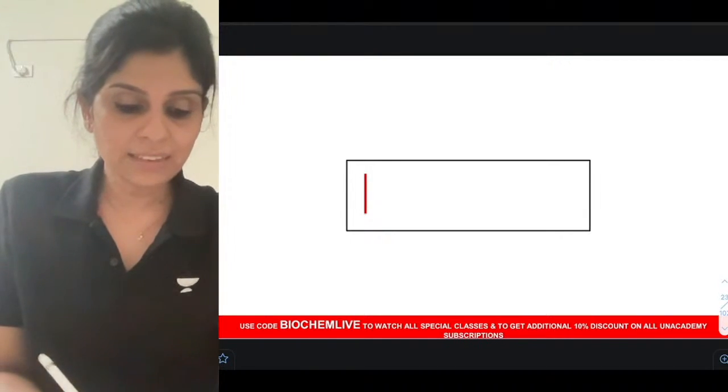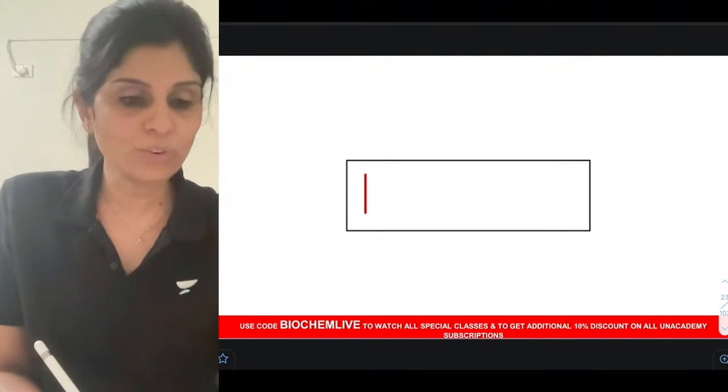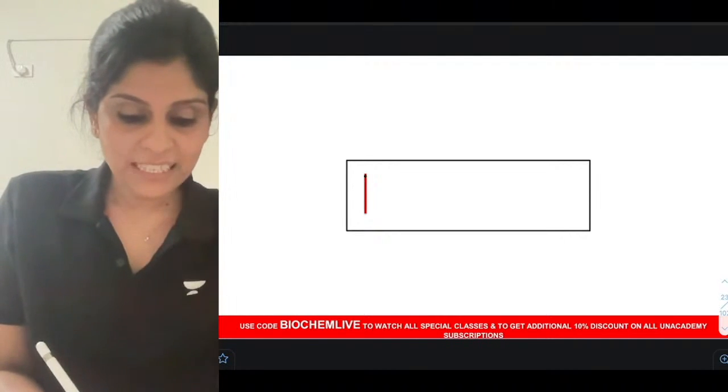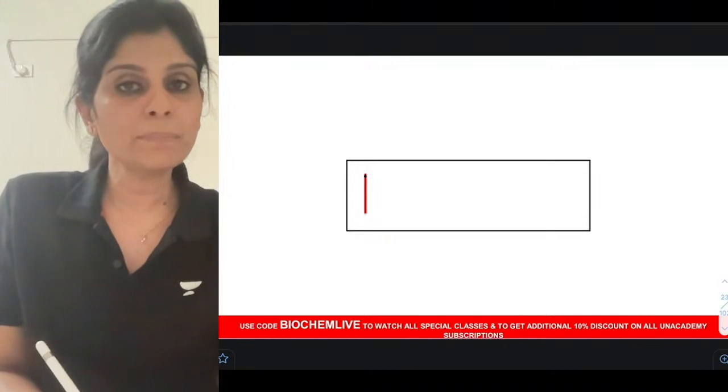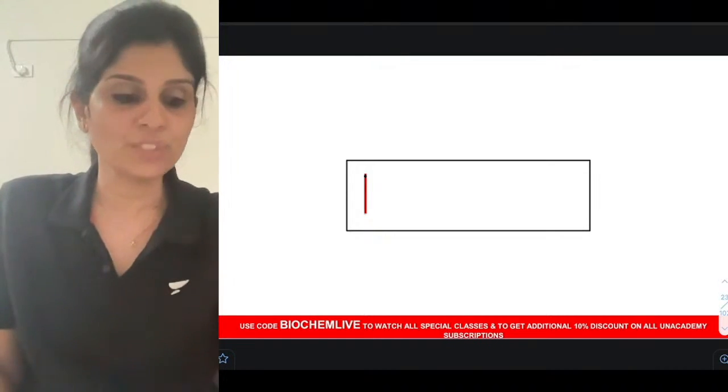So what you see here is, do you see, hi Captain Jack Sparrow, meeting you all after a very long time. Do you see a red line here? That represents the serum or plasma protein which has to be separated by electrophoresis.